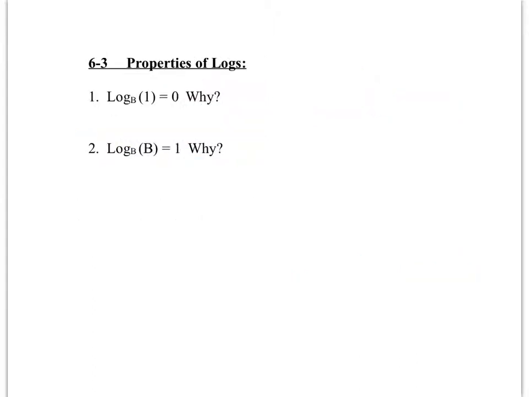Okay, I'm going to give you 5 properties of logs. These are our basic logarithmic properties. The first one says that the log of any base, base b, of 1 is always equal to 0. And the reason that is true is because if I exponentiate, b to the 0 power is equal to 1. Any number to the 0 power is equal to 1.